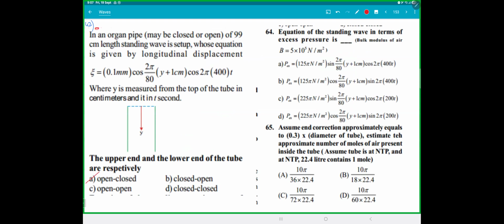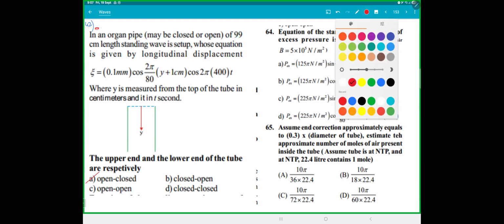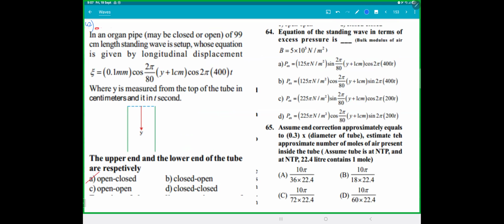What about the rest? If you convert everything into meters, why will you convert everything into meters? This is given in centimeters though. See the units, no? Whatever is given, we have to stick to that. What about the second part? Think, I'll give you a minute for the remaining two.